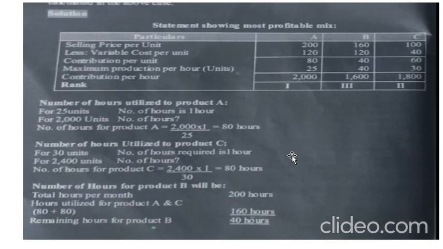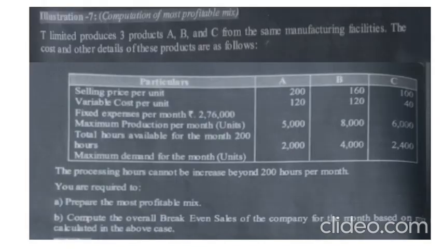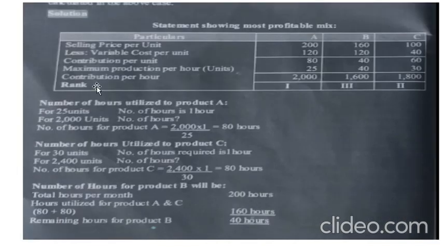I'm sorry. So the maximum demand for A, where the demand is met, is actually 2000 units. So for 25 units, if it is 1 hour, for the 2000 units to be produced, how many hours does it require? So cross multiplication. 2000 into 1 divided by 25 will give you 80 hours. So we have done with A as it ranks first. Next is C as it ranks second.